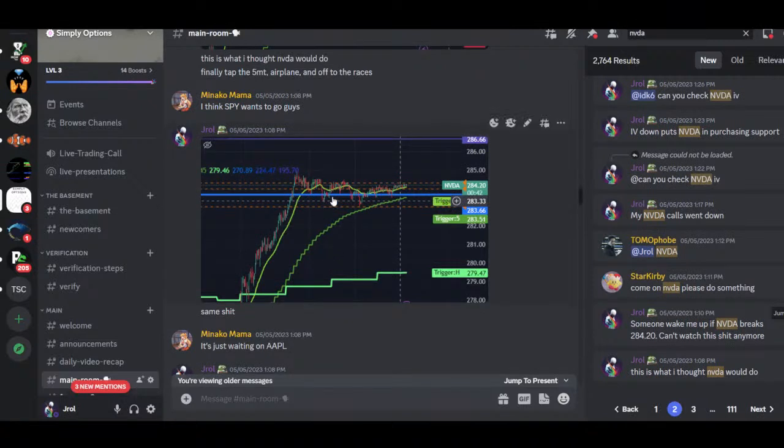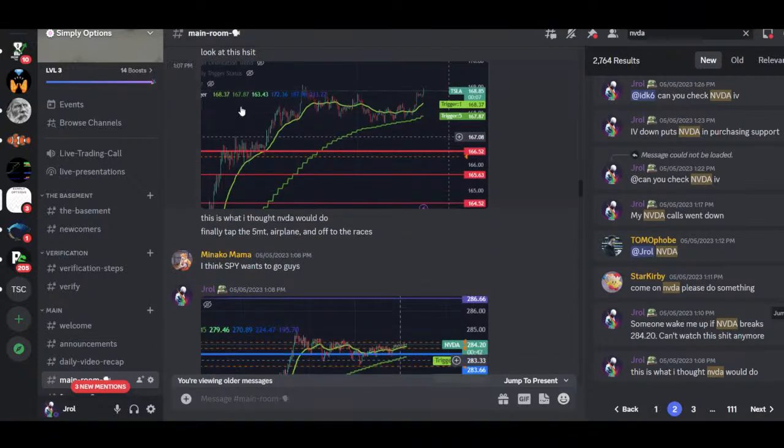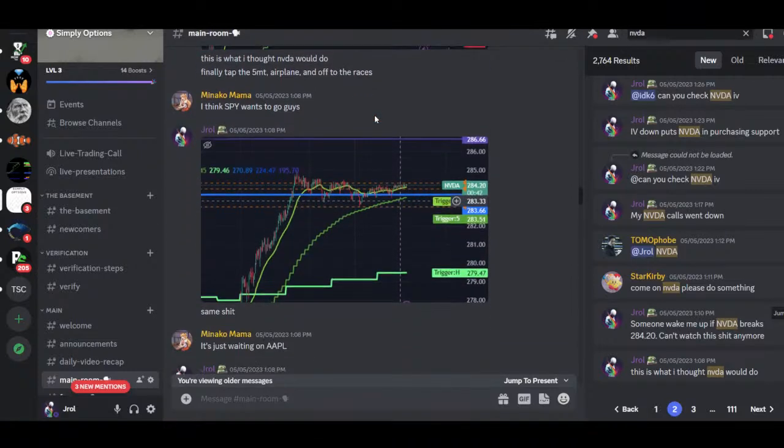I pointed out to the group that nvidia had a nice break above its hourly trigger right here, which we know is bullish, and it moved up and was just consolidating above its 5-minute trigger. So look what happened with Tesla. This is Tesla, and you could see that it had the same move, came back down, barely tapped its 5-minute trigger, and then was able to explode higher. This is a very, very common setup that we find using this indicator.